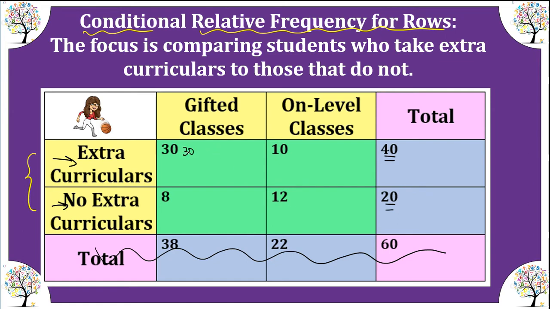So those that take extracurricular have gifted classes: 30 out of 40. Of the folks that take extracurricular, 30 of them have gifted classes. Then we have 10 out of 40 that have on-level classes and also take extracurriculars. So of those that have extracurriculars, 40, 10 of those have on-level classes.